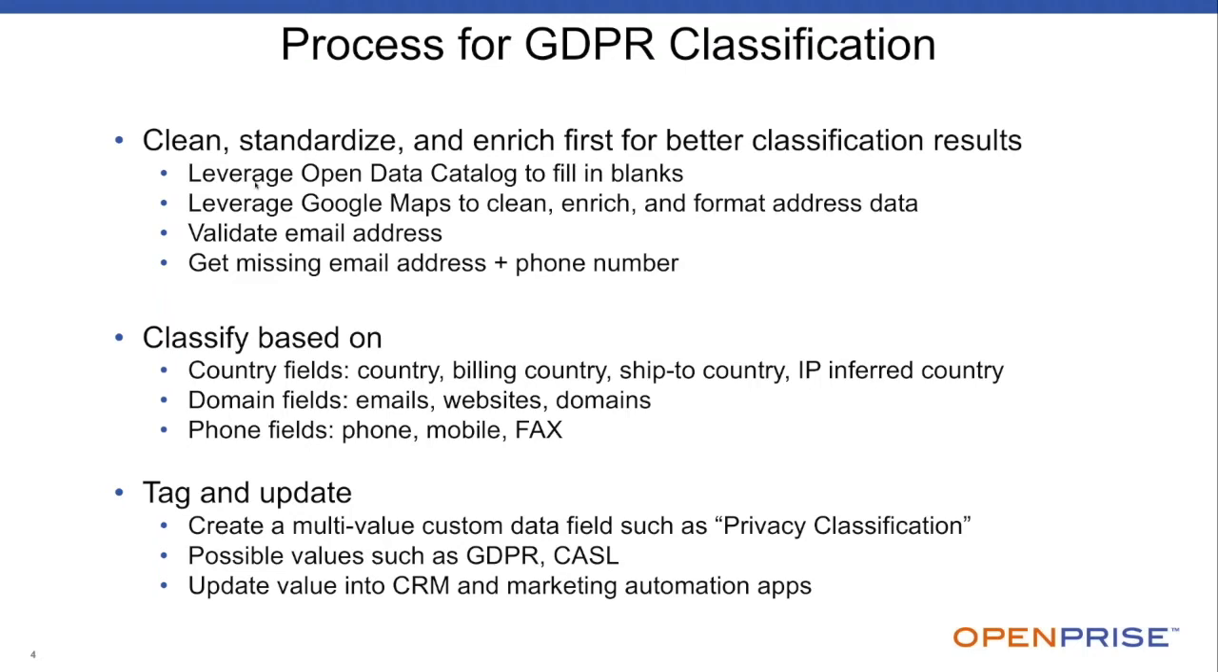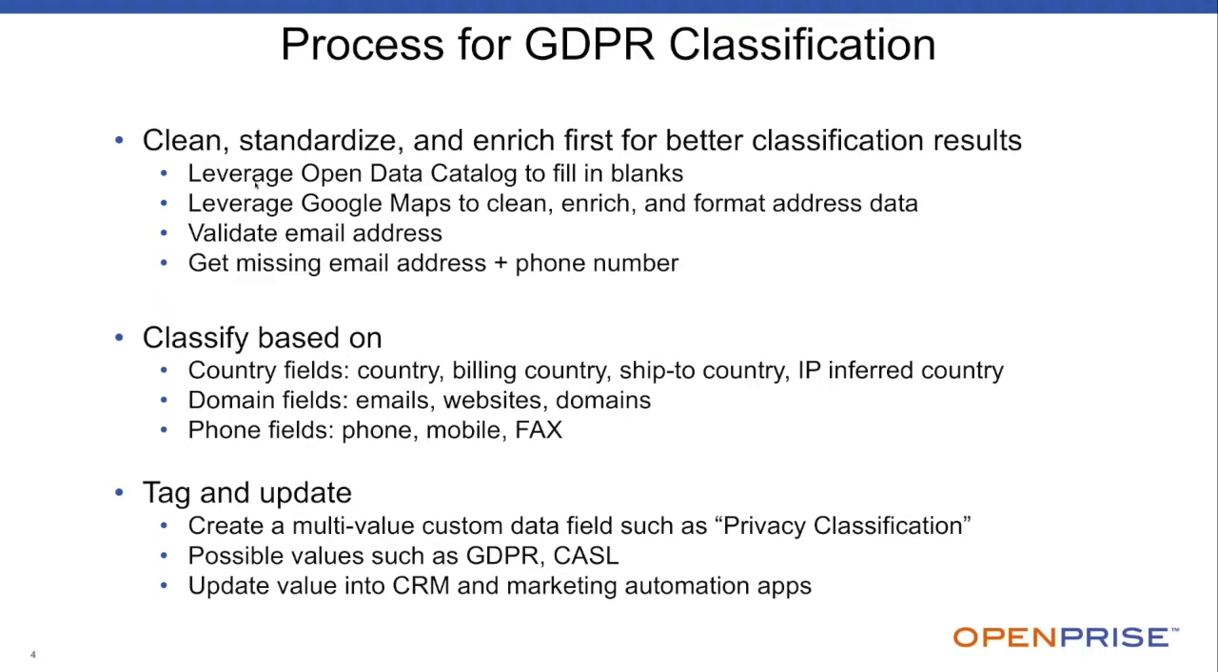If, for example, you're a Marketo user, Marketo provides you with an IP infer country, and you should look at that too. For example, if a US person is traveling in, say, Germany and working there for a couple of weeks, that person is also subject to GDPR protection, so the IP infer country field can help you determine whether the person should be placed under the EU process.